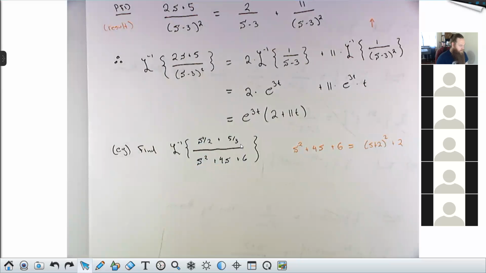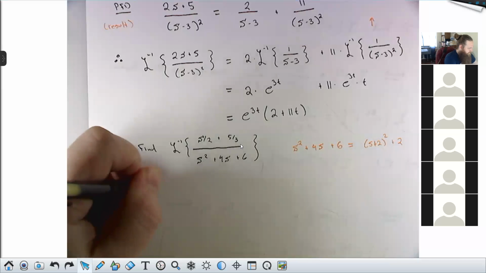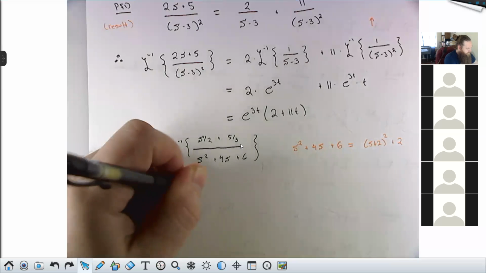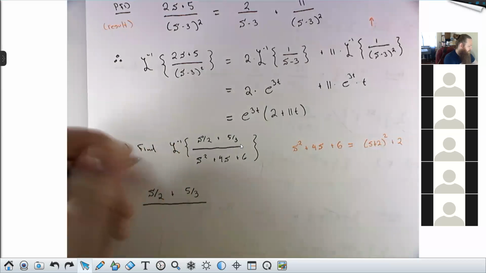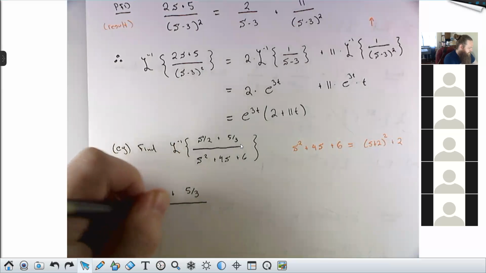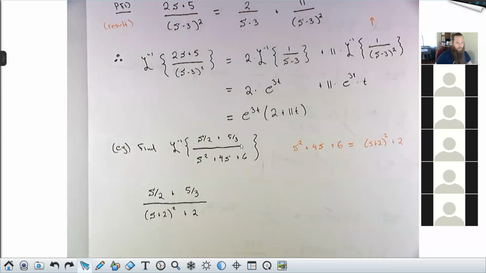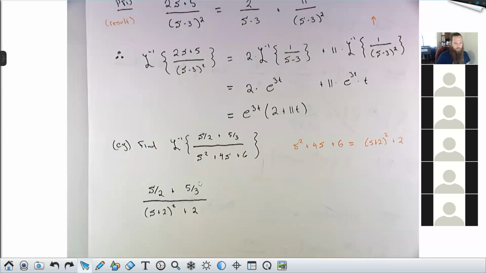Now, here's the game. Let me come down here. S over 2 plus 5/3 divided by s plus 2 squared plus 2. I want to take this piece over this denominator, and I can treat that as the Laplace transform of a sine. I'll have to do some fudging with constants to make that work.